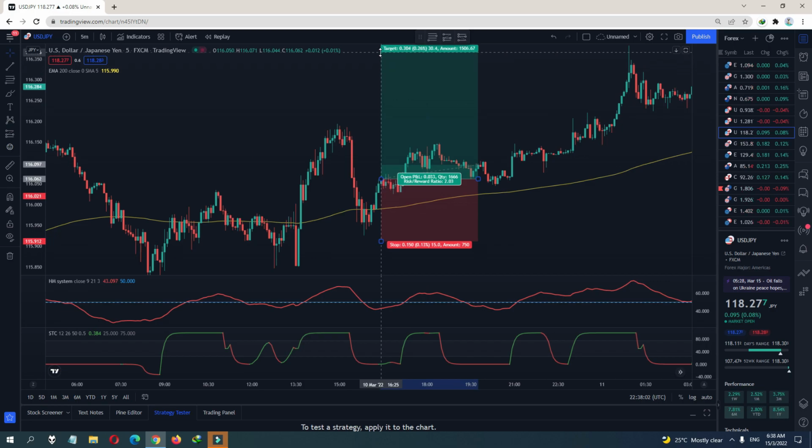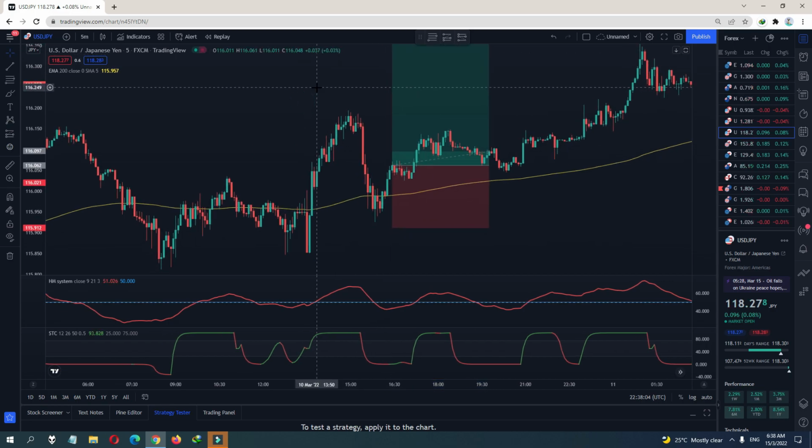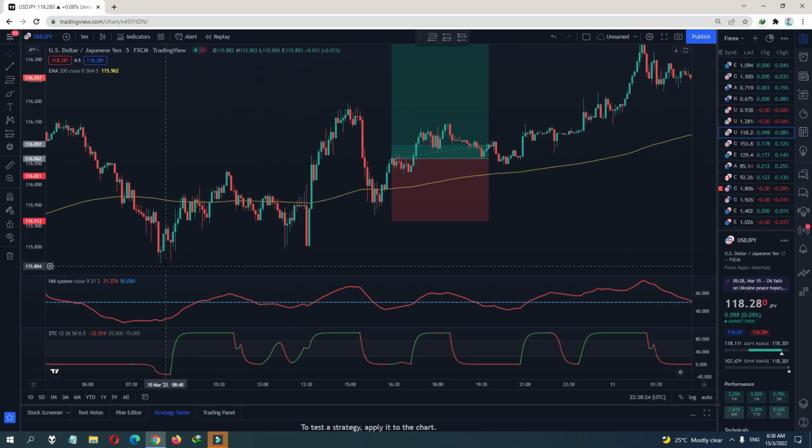All right, and here we have a signal as well. The WMA is below 50. It turns green from red, it's below 25 here, and price is above the 200 EMA. If you put your stop loss here or here, you get stopped out. But if you put your stop loss here, you can get this.